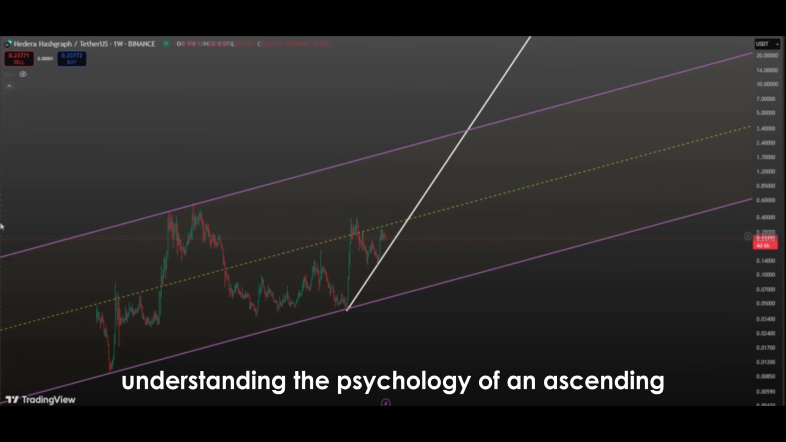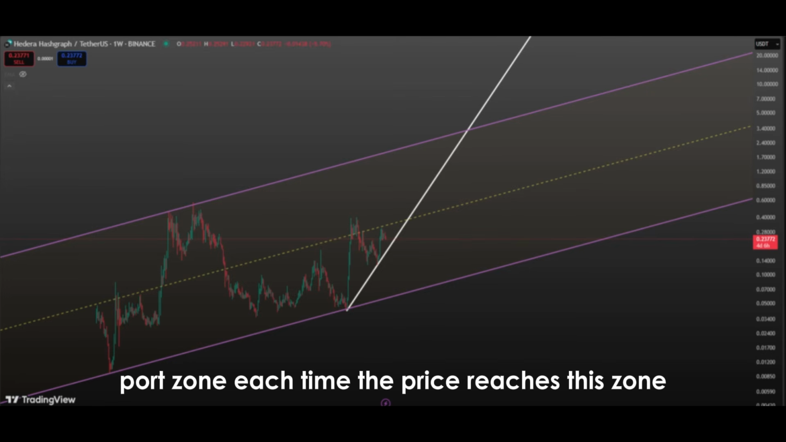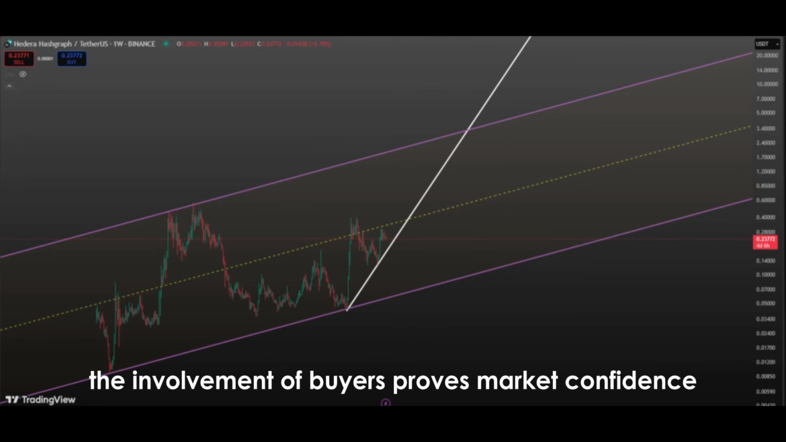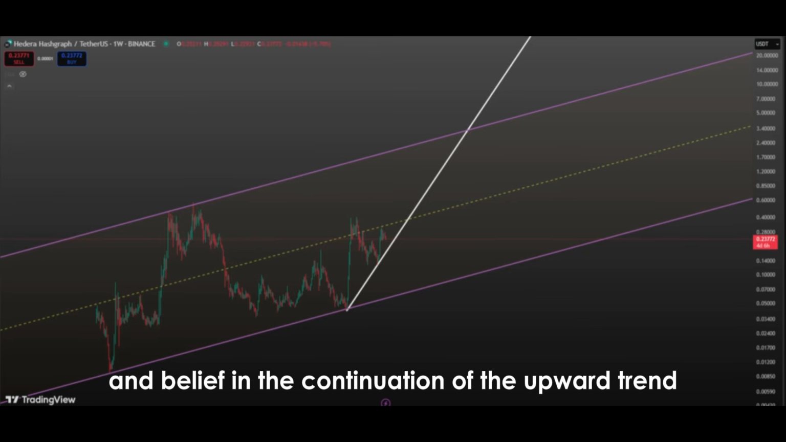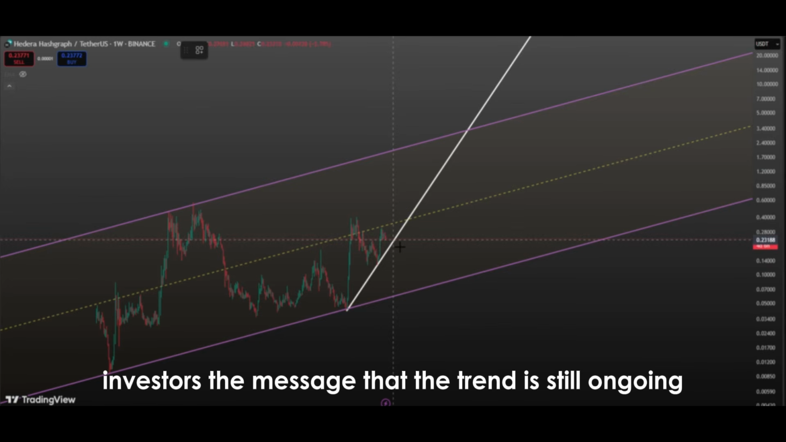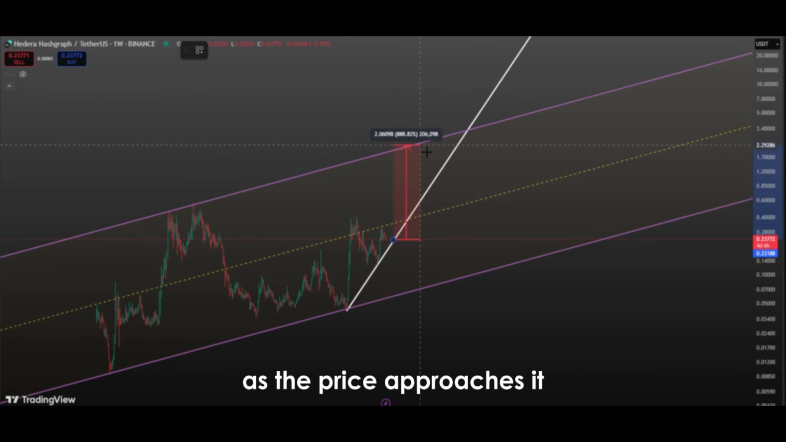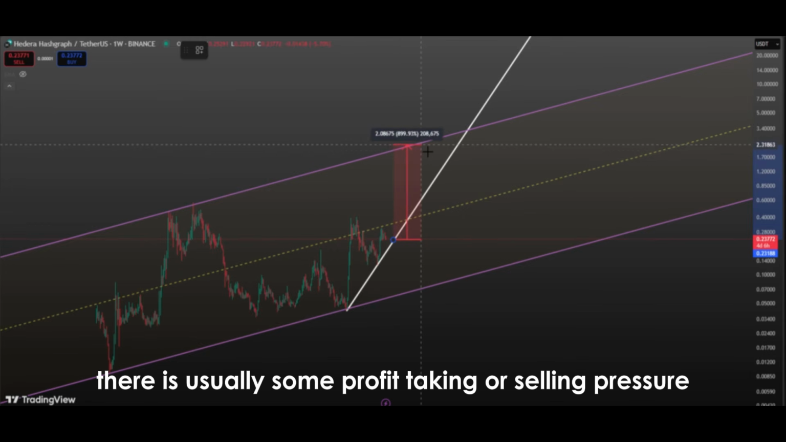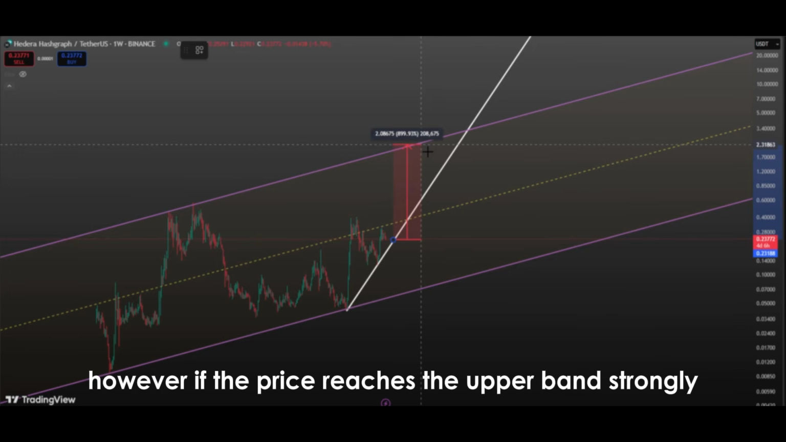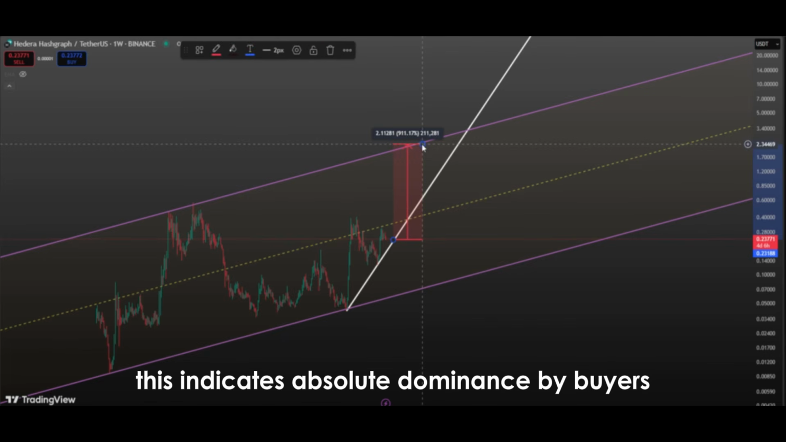Understanding the psychology of an ascending channel is very important at this point. The lower band typically acts as a support zone. Each time the price reaches this zone, the involvement of buyers proves market confidence and belief in the continuation of the upward trend. Every bounce from the lower band sends investors the message that the trend is still ongoing. The upper band acts as resistance. As the price approaches it, there is usually some profit-taking or selling pressure. However, if the price reaches the upper band strongly without breaking it, this indicates absolute dominance by buyers.